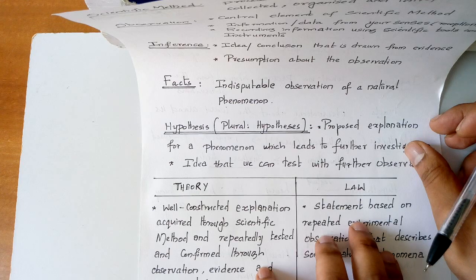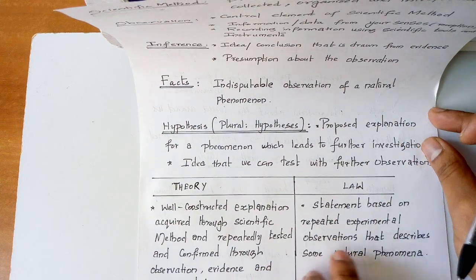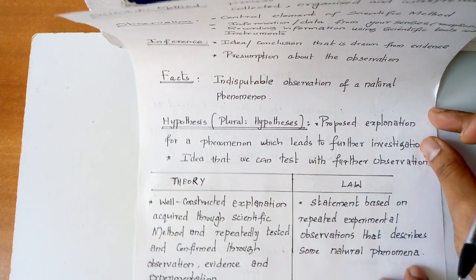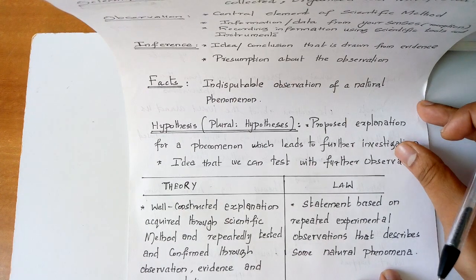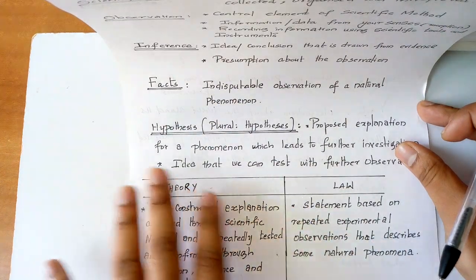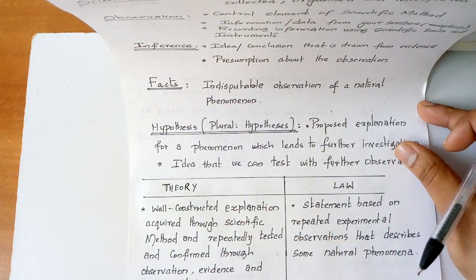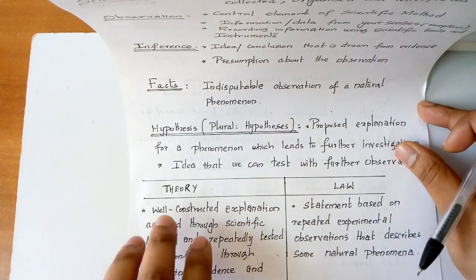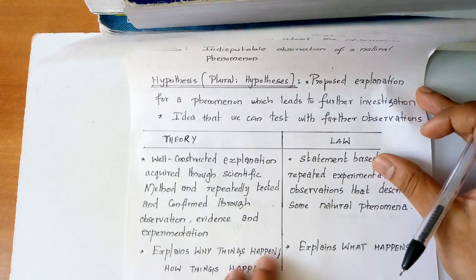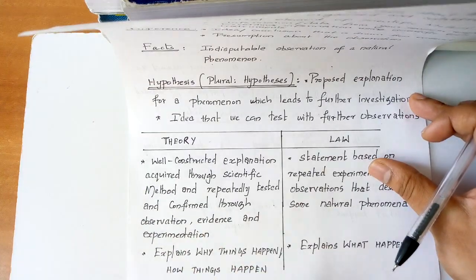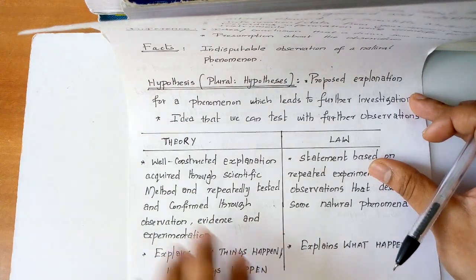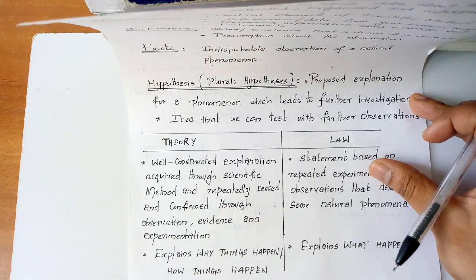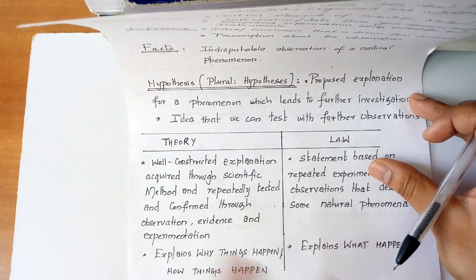And a law is nothing but a statement that is based on repeated experimental observations and that describes some natural phenomena. Both have a major role in science, and theory and law have some differences between them. What is that? A theory explains why things happen or how things happen. For example, if you take the theory of gravity, it will explain very successfully why things are falling to the ground and how things are falling to the ground.